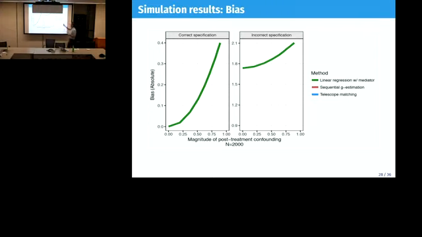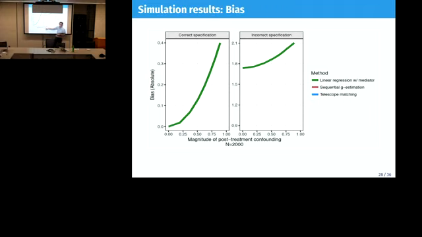And what you can see first here is that this is just a linear regression with everything included. In the correct specification, when there's no post-treatment confounding, the linear regression does really well. Basically, you're unbiased, fine. But as I increase the amount of post-treatment confounding, I see that this is getting worse and worse.